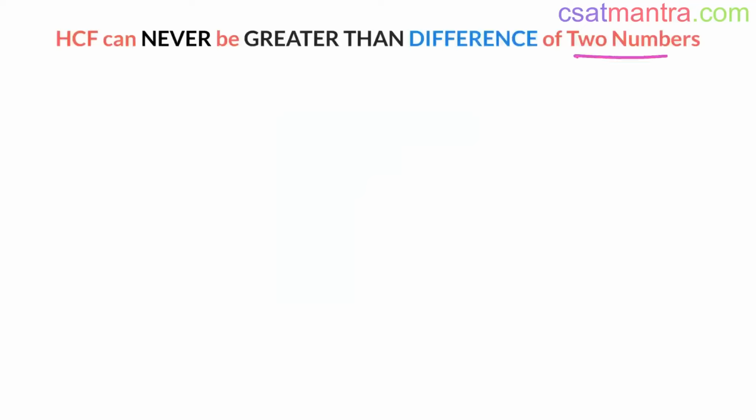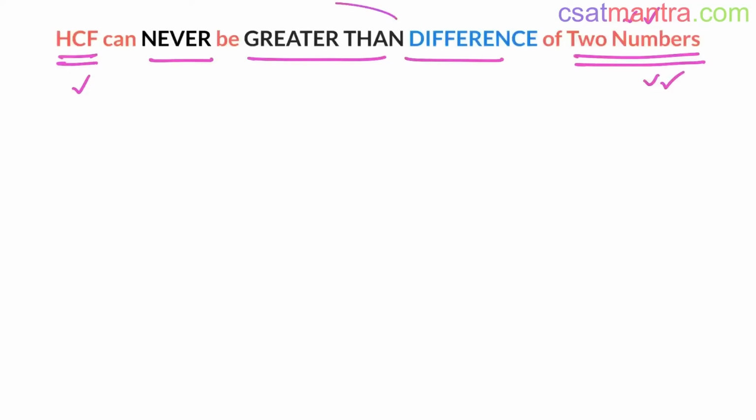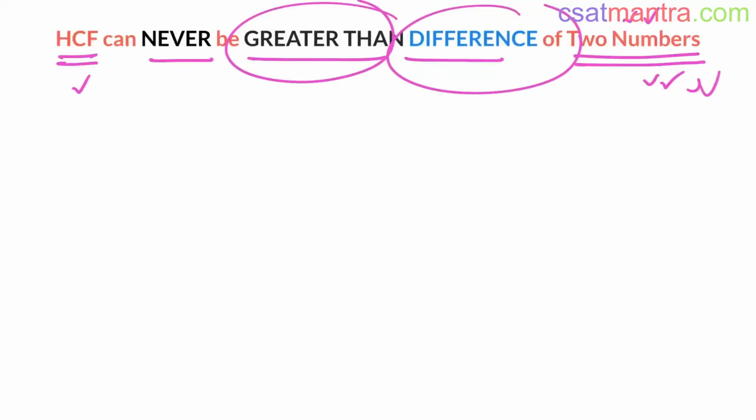We have two numbers given. We want to find out their HCF. Now this HCF can never be greater than the difference of these two numbers. At max it will be the difference of these two numbers, my friends, okay? But it can never be greater than the difference of these two numbers. Let's see why this is happening.